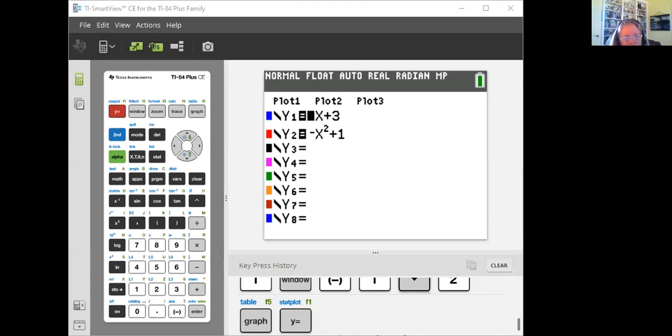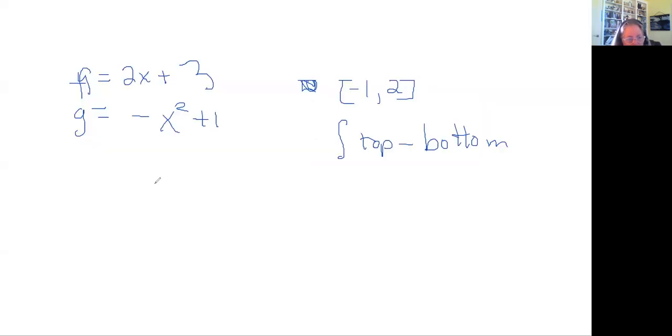So 2x plus 3 we had determined was on top. So what you're going to do is you just do the integral. The top was 2x plus 3. The bottom was negative x squared plus 1. Please put that in parentheses, otherwise you might lose a negative. And the limits they gave us were negative 1 to 2.